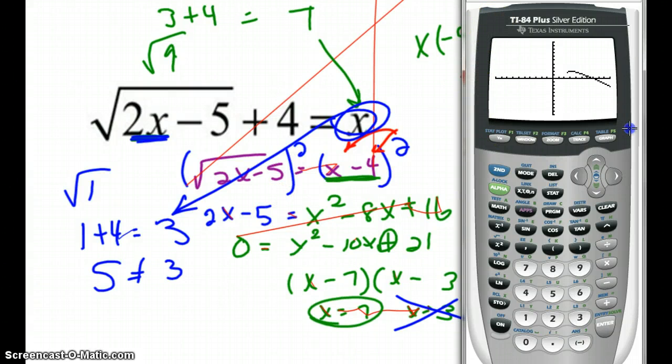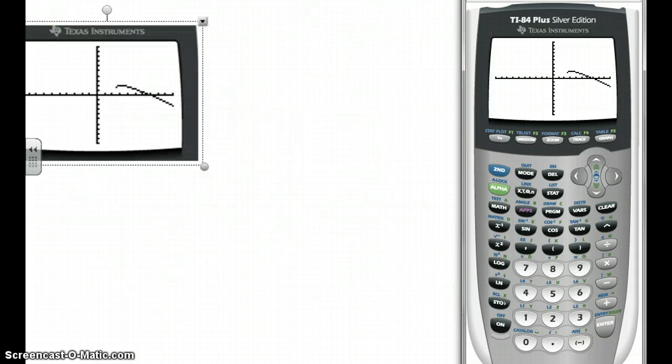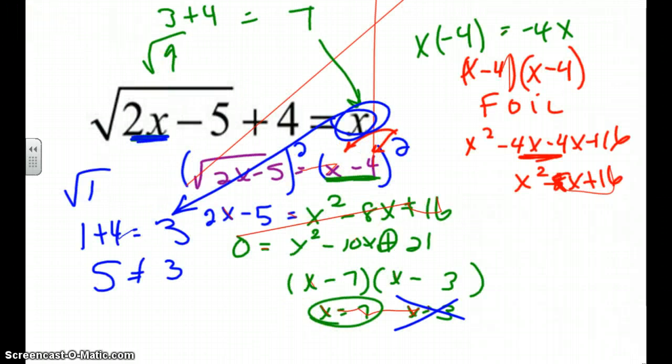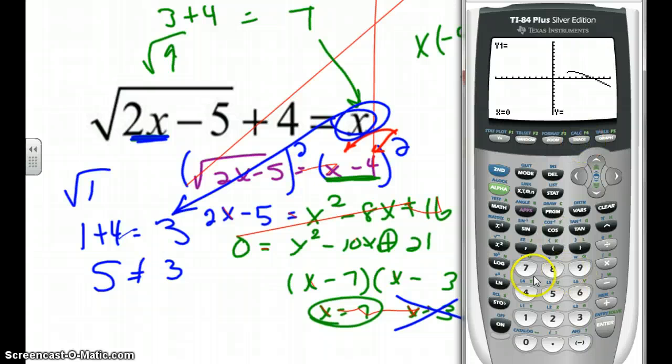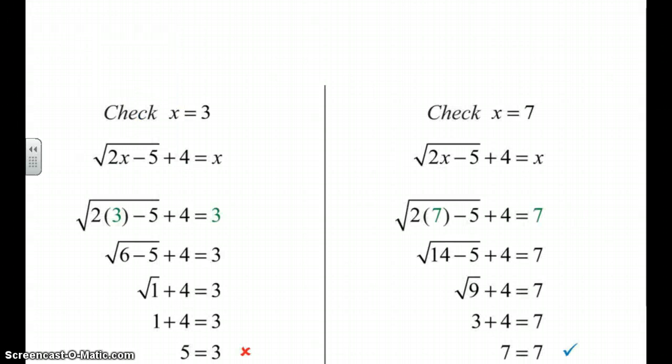To check that answer, to see if 7 is the solution, I would recommend you hit trace 7, enter. And that'll give us the y value is a 0. If we test the 3, we can see that the y value is not 0. In this case, the y value is 2. So the only solution here is the 7, which is here, 7, comma 0. So it's very easy to check for extraneous solutions using your graphing calculator.